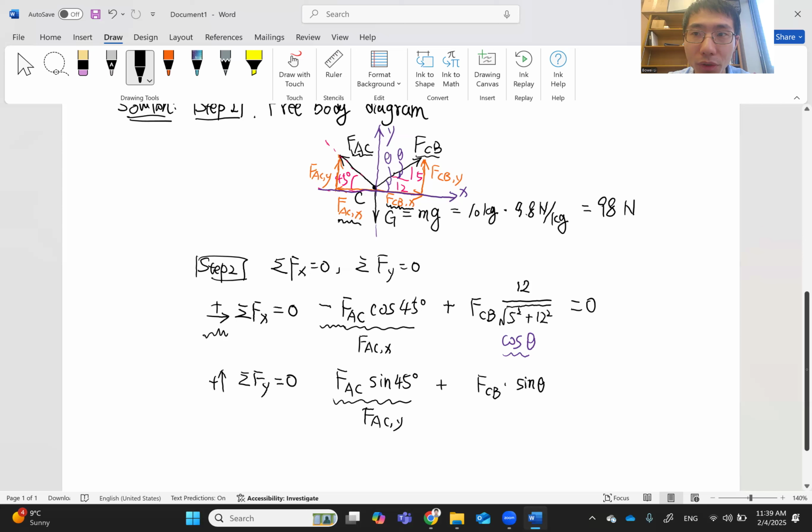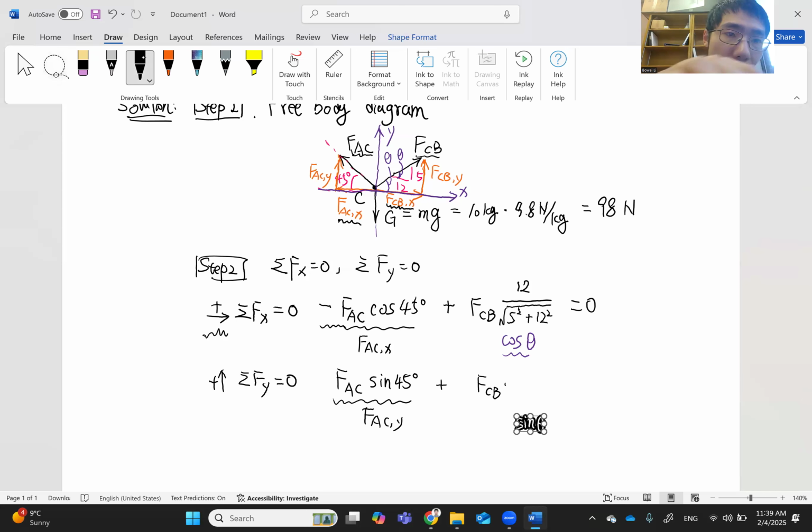We don't explicitly know that, but we can make use of the information of the small triangle and find that out. Okay, so we're going to replace the sine theta here. If we look at the small triangle, please note that since the small triangle and the big triangle are similar, we have two equal angles, and both of them equal theta.